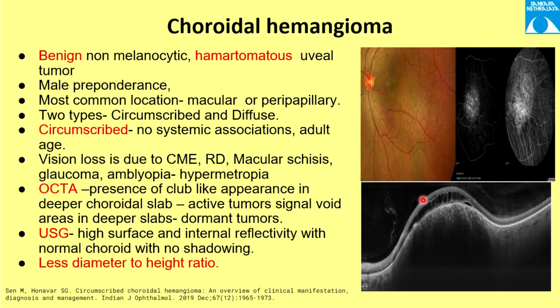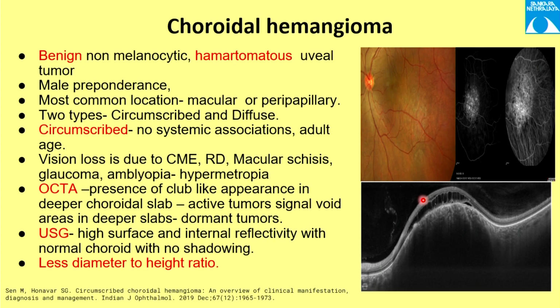Vision loss, if it occurs, is mostly due to cystoid macular edema or macular schisis, or if there is any retinal detachment. One more thing to notice: I told you initially that there was a vision improvement with +3. These patients usually have this hypermetropic aspect. On OCTA, you can have this club-like appearance, which is seen on the deeper choroidal slabs. The active tumors have signal void areas in the deeper slabs, which is suggestive of dormant tumors.